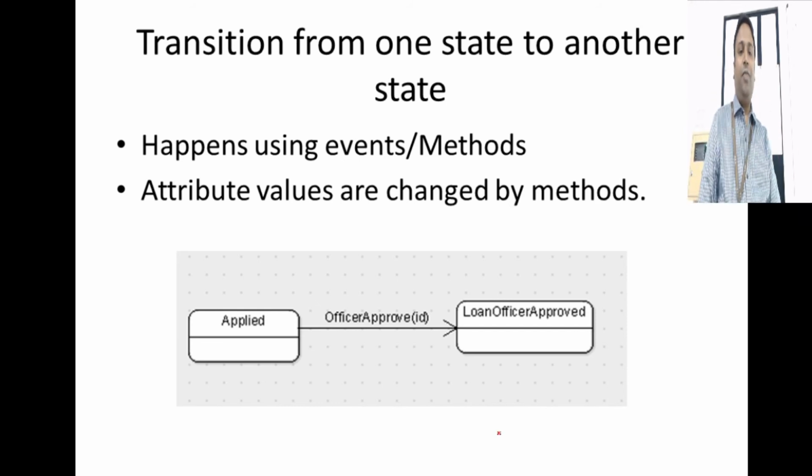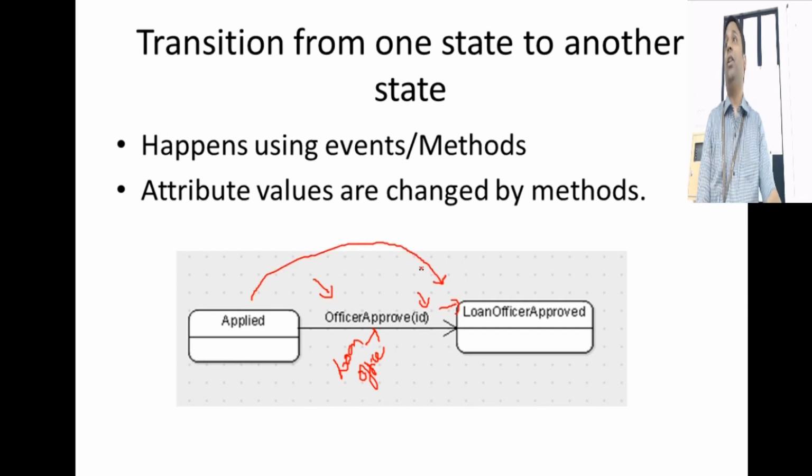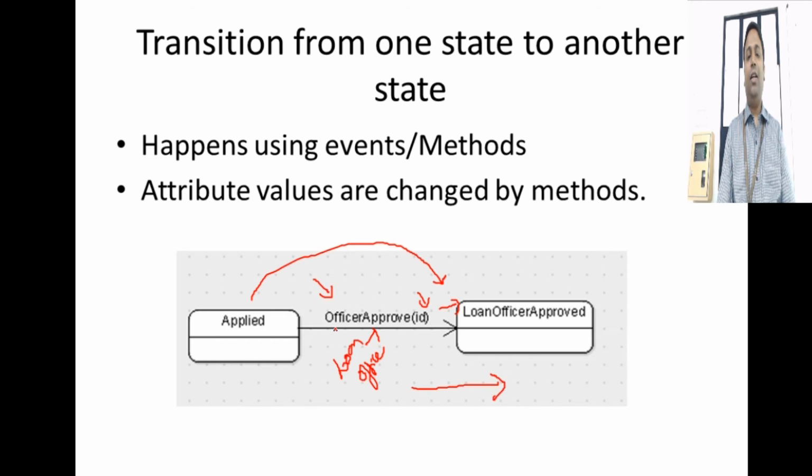For instance, from the applied state, officer approve ID. So maybe this is a method in the loan officer object. The loan officer uses this method, passes his ID, and then approves the loan. So there is a state transition change using an event or a method. How will you denote that? You will denote that with an arrow mark like this. You draw it like this, and then you just put the method name.